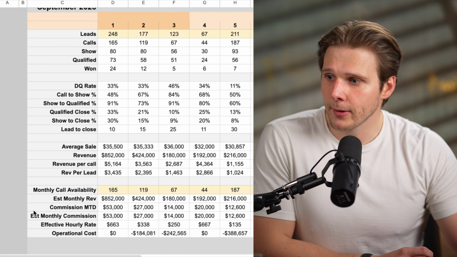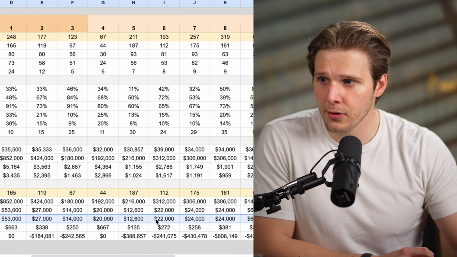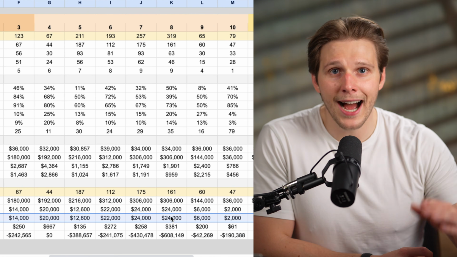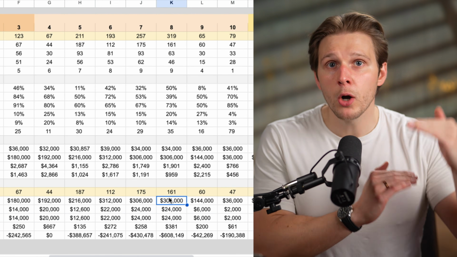On top of that, he probably got rewarded because his commission month to date, as well as his estimated commission throughout the month, which is calculated, was really high, the highest on the team. So this guy is getting paid the most in his entire division. He is closing the most amount of revenue.